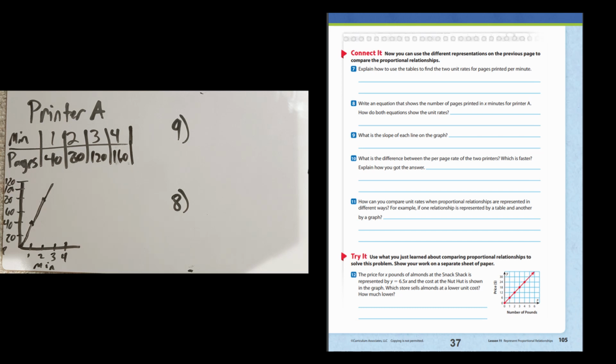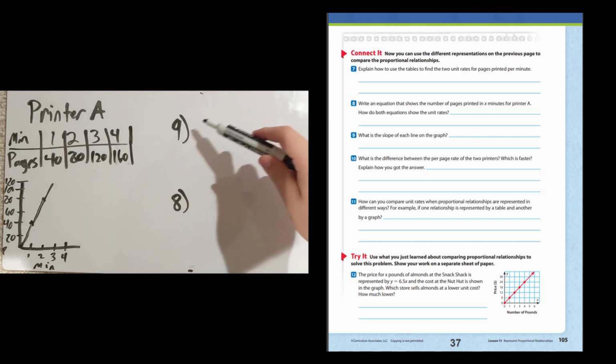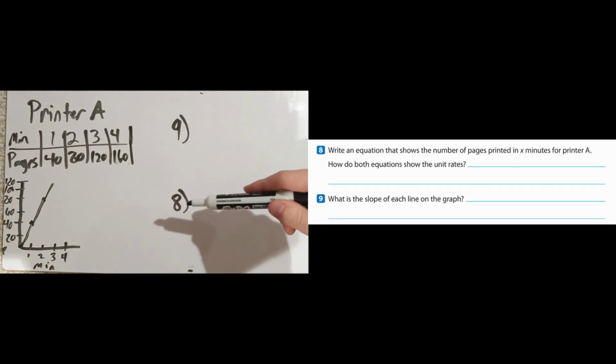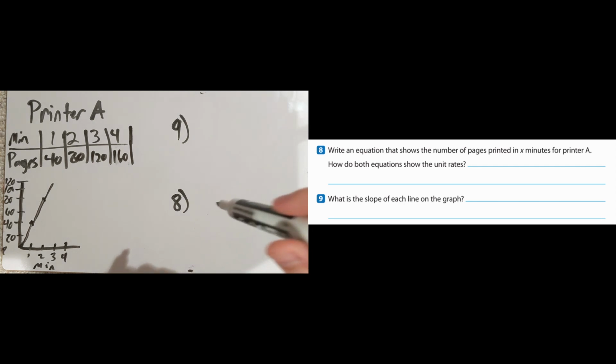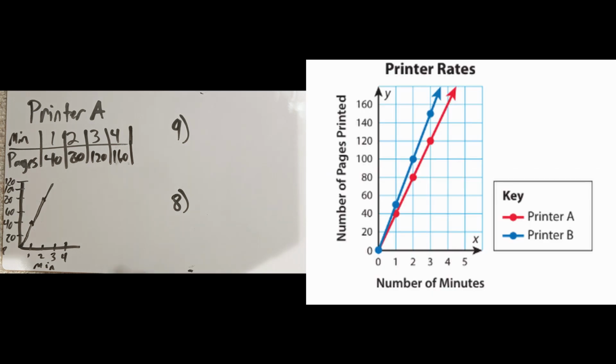So if you look at page 37, questions 8 and 9, I'm going to go in the other order because it makes more sense to me to do 9 than 8. So we're going to do 9 first and then 8. Question 9 says, what is the slope of each line on the graph? The graph in your book has printer A and B. We're just going to look at printer A to make it easy. So for number 9, it says, what's the slope?